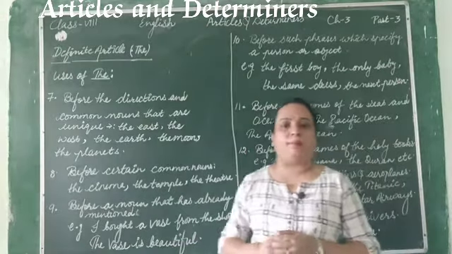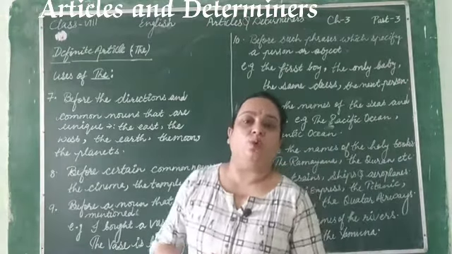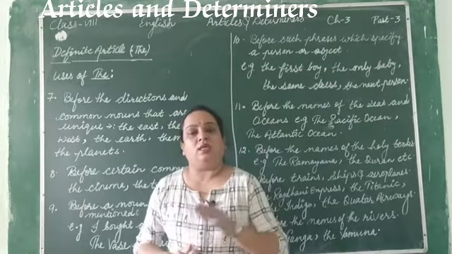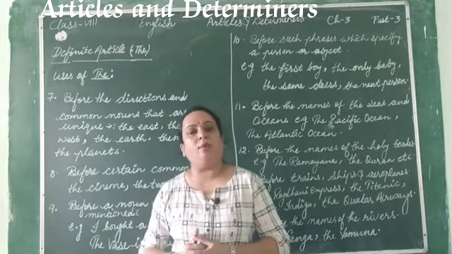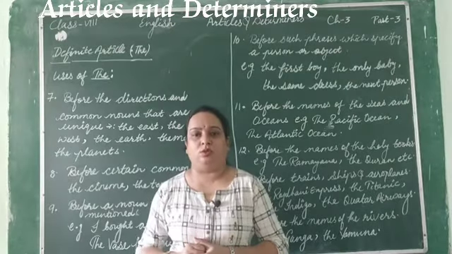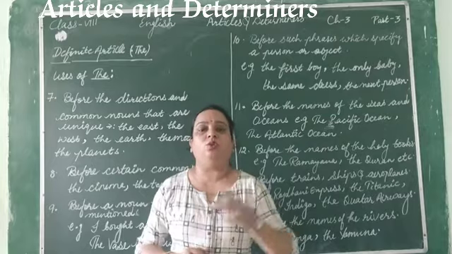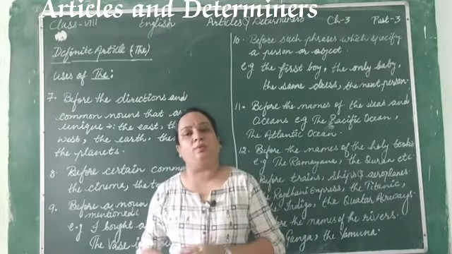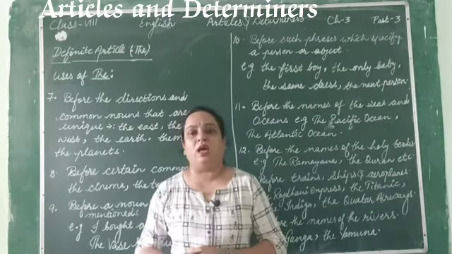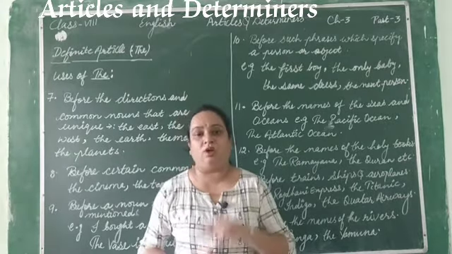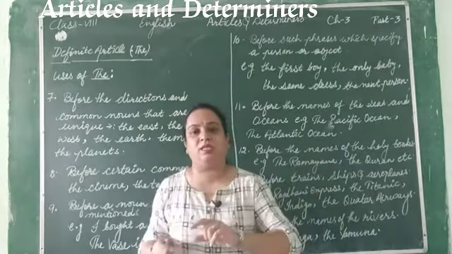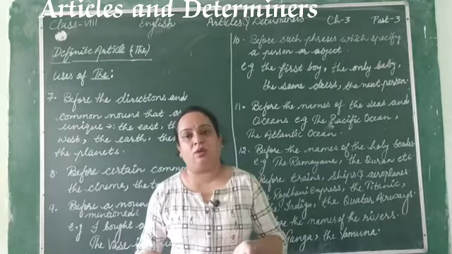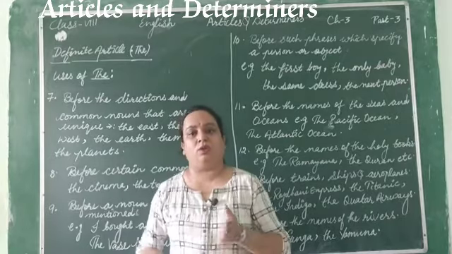Let's take one more example. I saw an old man. In the second sentence, I will write: the old man was crossing the road. Okay, so what you noticed here: in the first sentence I have used an old man, but in the second sentence I have used the old man, because that old man is being repeated in the second sentence. I am talking about the same old man, which means it has become particular.